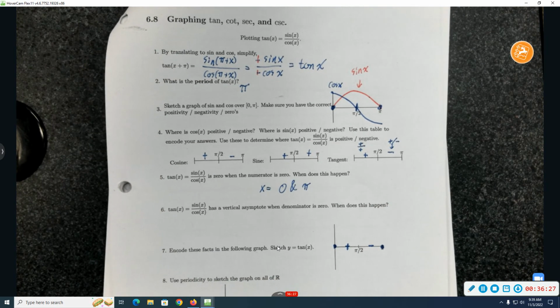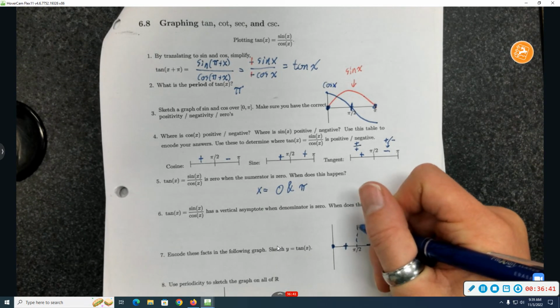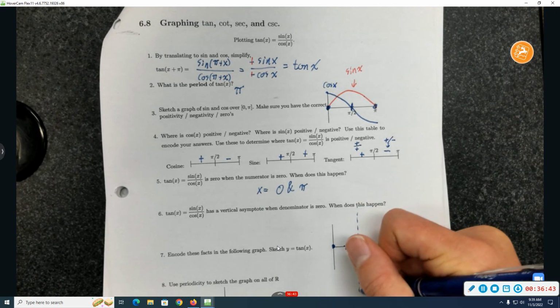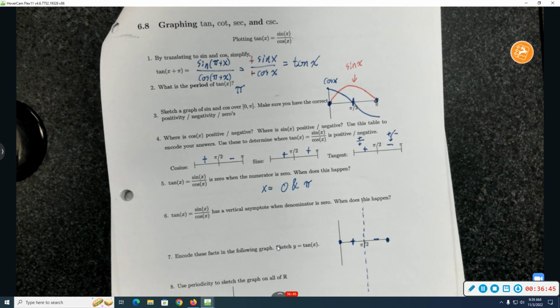There is a vertical asymptote when you divide by 0, just like we saw for rational functions. So where is this thing's vertical asymptote? Pi over 2? Is that enough information to get some sort of graph going?